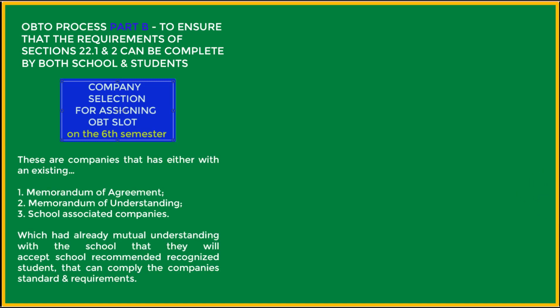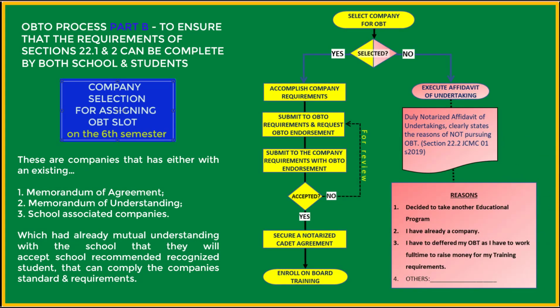In this activity, the student will select a company for assigning to them an OBT slot. These are companies that have either an existing memorandum of agreement, memorandum of understanding, or school associated companies which had already a mutual understanding with the school that they will accept school recommended recognized students that can comply with the company standard and requirements. This is the flow chart for cadet company selection for OBT.